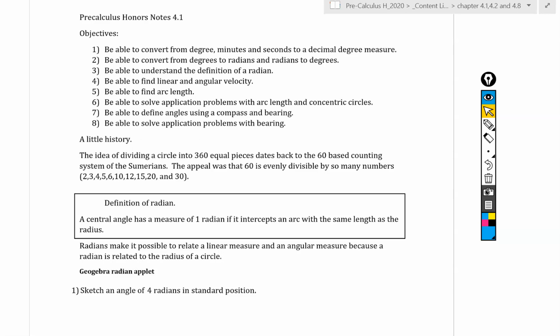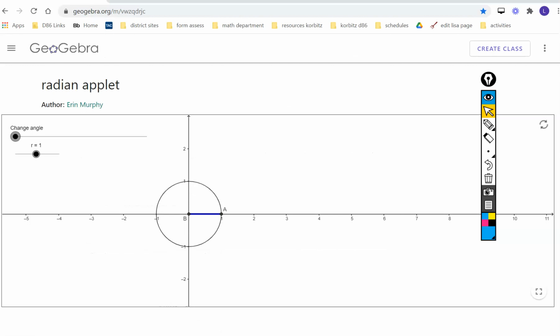Here's your definition. A central angle has a measure of 1 radian if it intercepts an arc with the same length as the radius. This might sound confusing, but radians make it possible to relate a linear measure and an angular measure, because a radian is related to the radius of the circle. It might be a little bit more obvious if we take a look at an applet from GeoGebra.